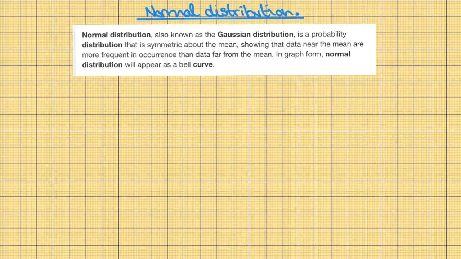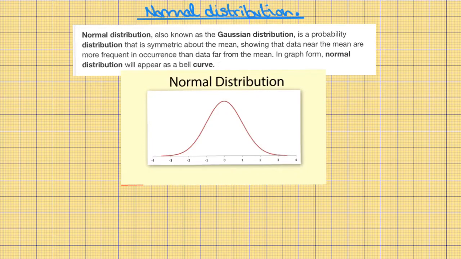Normal distribution, also known as the Gaussian distribution, is a probability distribution that is symmetric about the mean, showing that the data near the mean are more frequent in occurrence than data far from the mean. In graph form, normal distribution will appear as a bell curve. The normal distribution bell curve.